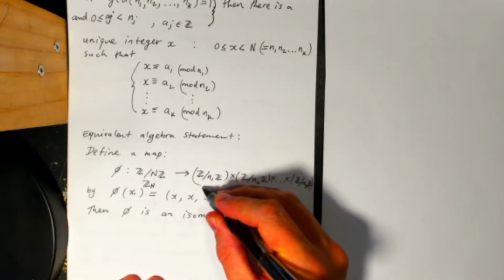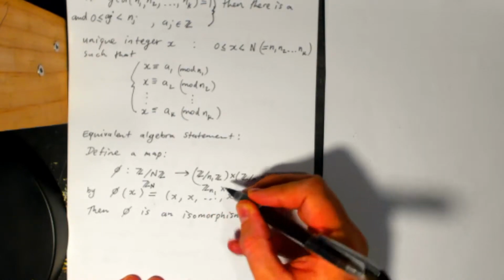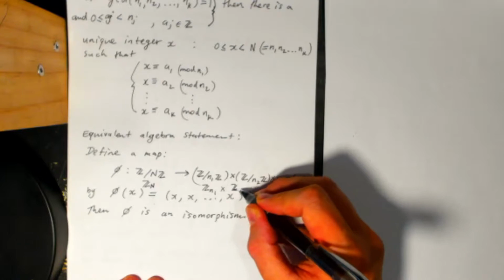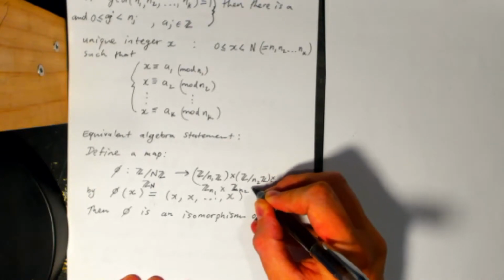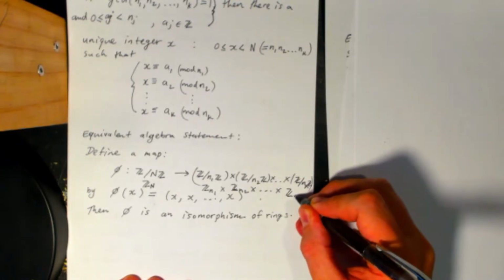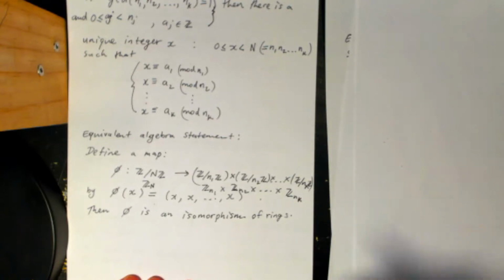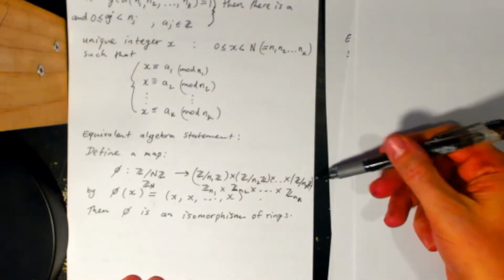And for these, we've used Z subscript n1 cross Z subscript n2 cross, and then ... cross Z subscript nk. Okay, that's the notation that we've used, but some people use this notation. I just want you to see both notations.